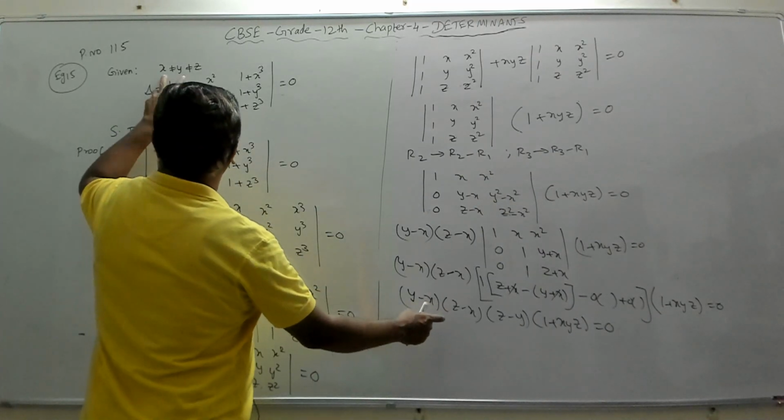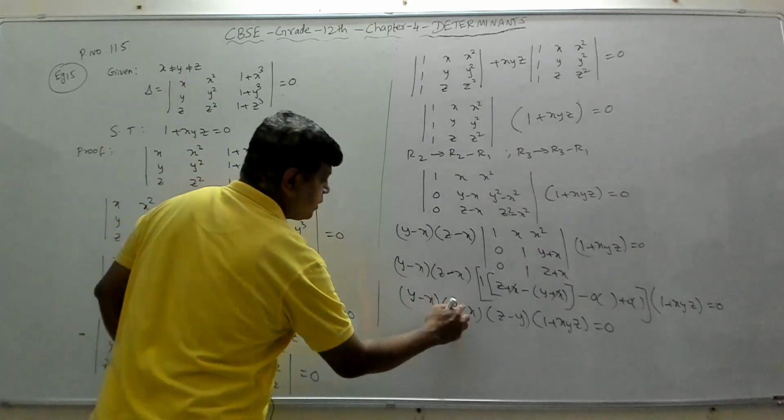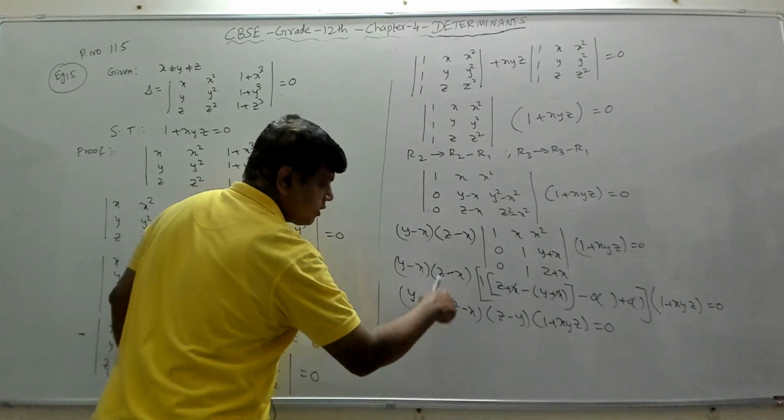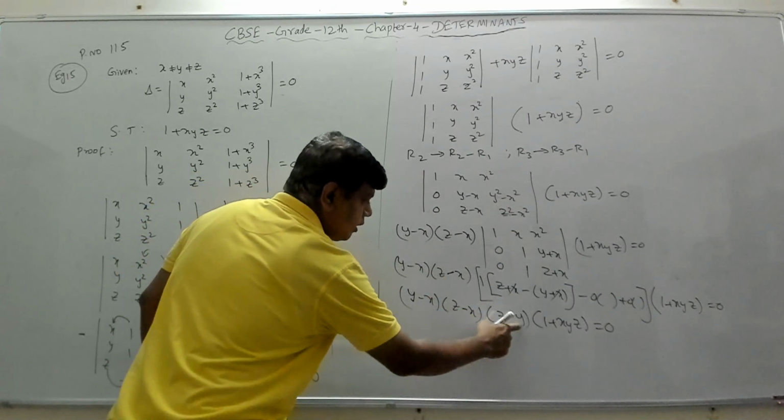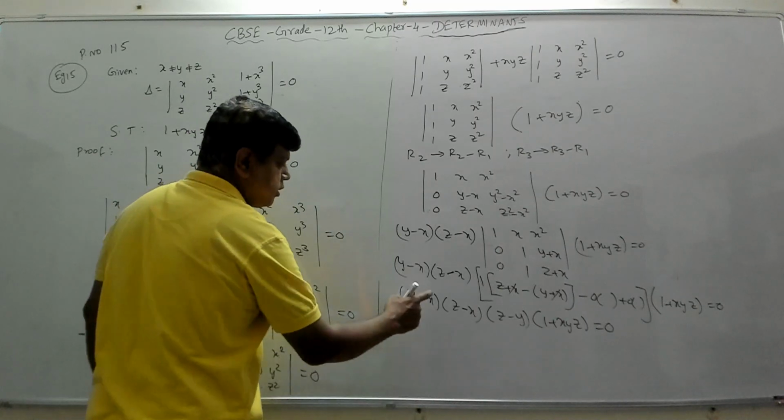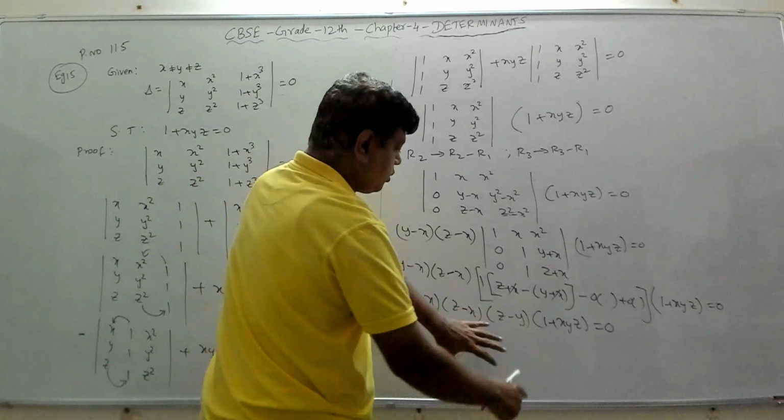And z and x are different. These two are not equal. Different means they are not equal. Therefore, this z minus x is also not equal to 0. Z and y are different. So z minus y is also not equal to 0. So this is not equal to 0, this is not equal to 0, this is not equal to 0.